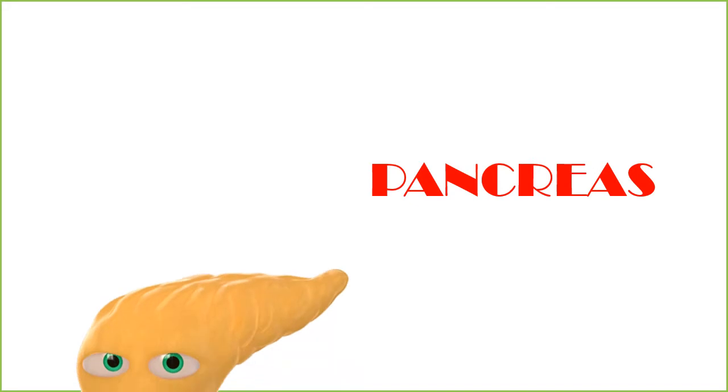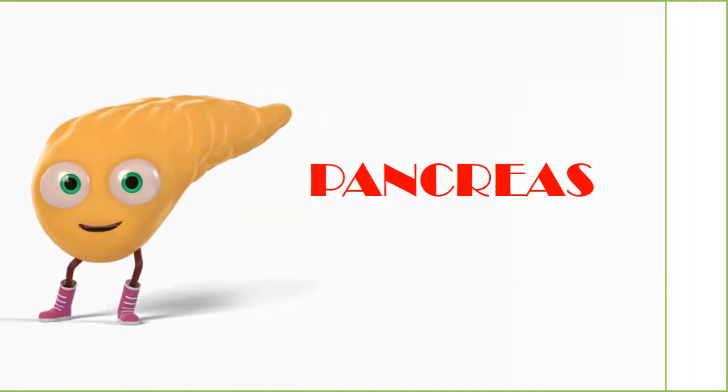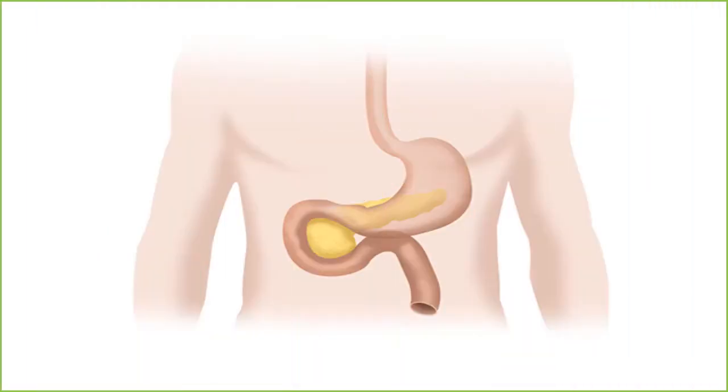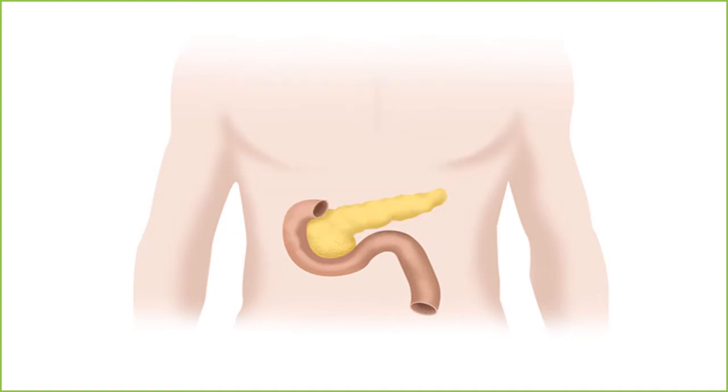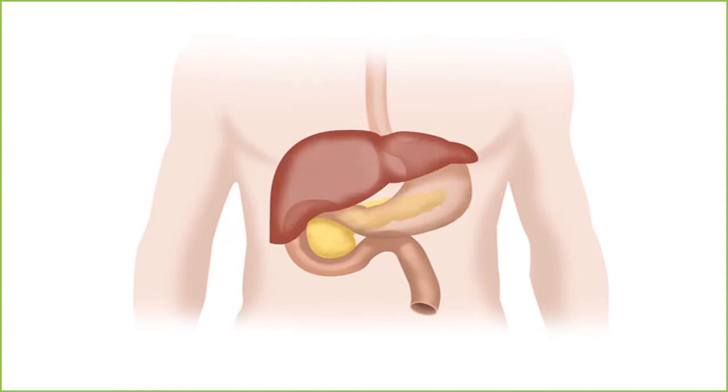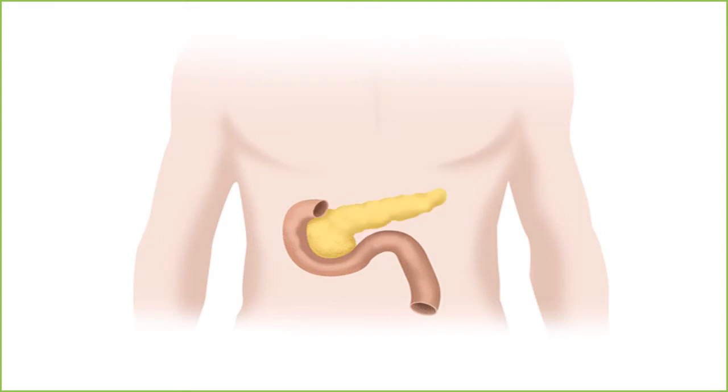Now pancreas, as we know, is a retroperitoneal abdominal organ which is located in the posterior and inferior part of the stomach. It plays an essential role in converting the food we eat into fuel for body cells.